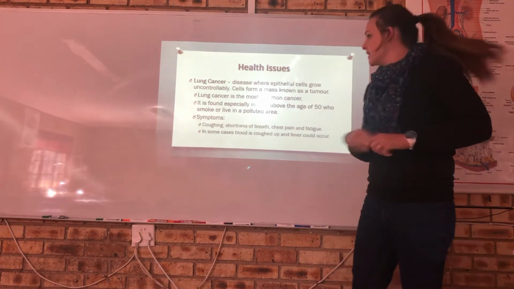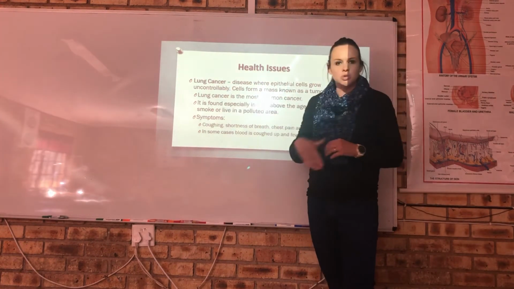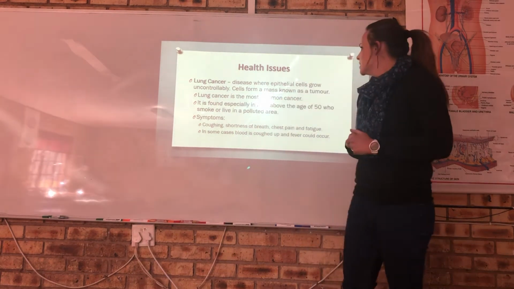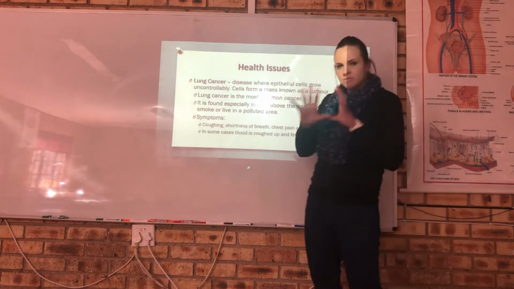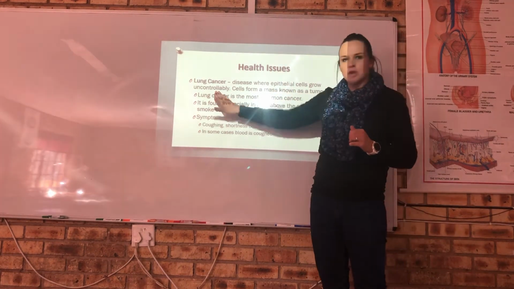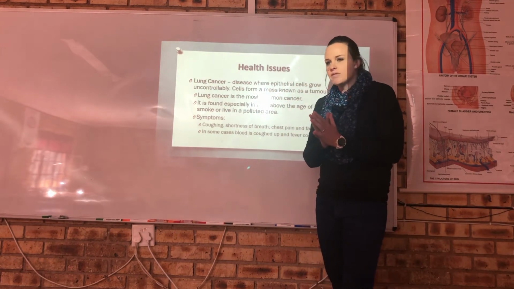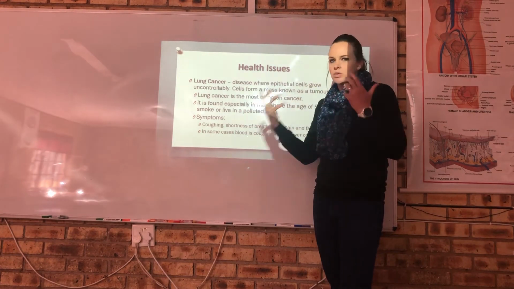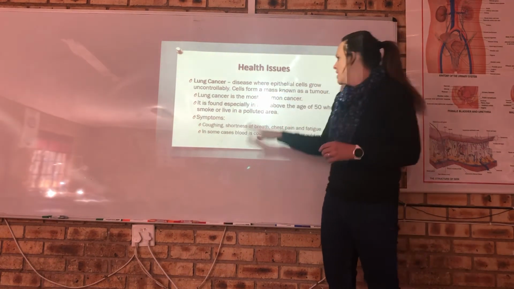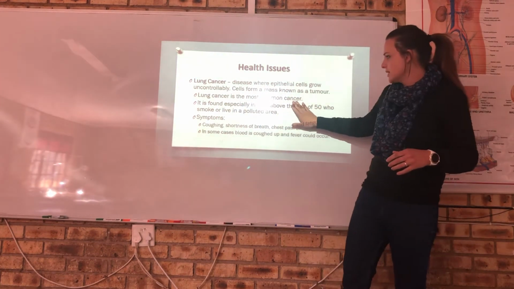Oh, and the last one that is not in your textbooks, that I would like you to copy down, in addition to the ones that the textbook has given you, is also lung cancer. Lung cancer is a disease where the epithelial cells, don't get freaked out, epithelial cells are just cells that line the tissue, grow uncontrollably. So the cells in the lung start to grow uncontrollably. That can be in the lung tissue itself, or in the trachea or bronchi. The cells grow uncontrollably, forming a mass known as a tumor.